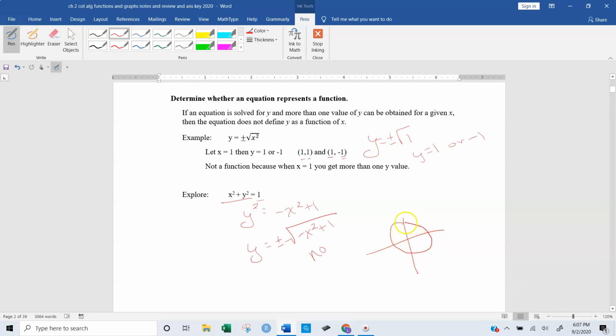And then remember the vertical line test from a long time ago? If you can draw a vertical line and it hits the graph in two or more places, then the answer is not a function, because x has two values here.